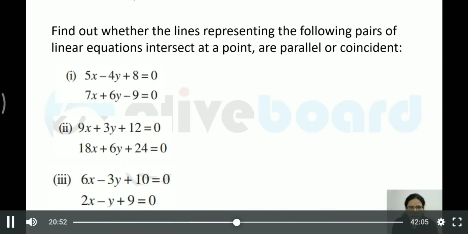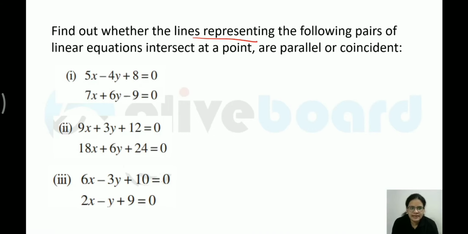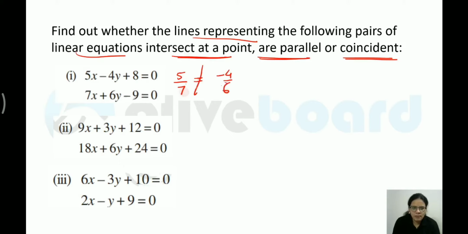Find out which of the following lines represent linear equations intersecting at one point, parallel, or coincident. Here if you observe a1 by a2, 5 by 7, and this is minus 4 by 6. Are they equal? Not equal. So the first condition is satisfied: a1 by a2 is not equal to b1 by b2. So you will have a unique solution over here, or I will call it they intersect at one point. I think it is clear.